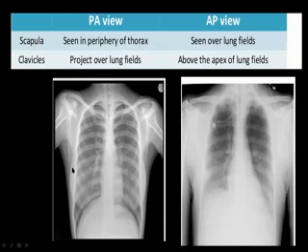So this is a scapula here. This is a PA view. This is a scapula here. This is an AP view. Again, clavicle. These are the clavicles. This is the right side, left side, right side, left side. So clavicles. Clavicle and scapula you must see.